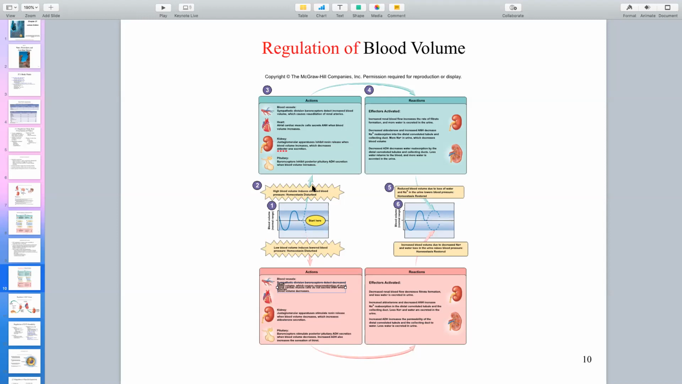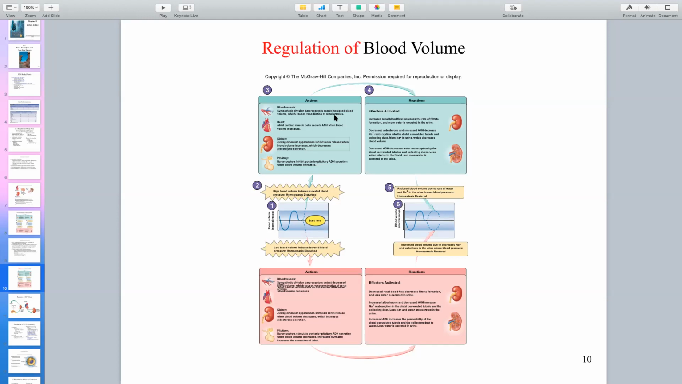Now here again, right, what happens when you have high blood volume and then high blood pressure? In the heart, ANH is released. In the kidneys, the juxtaglomerular apparatus inhibits renin, right? Without renin, you don't have angiotensin, you don't have aldosterone then. So all of these kind of work together. In the blood vessels, the sympathetic division detects increased blood volume and causes vasodilation of the renal arteries.